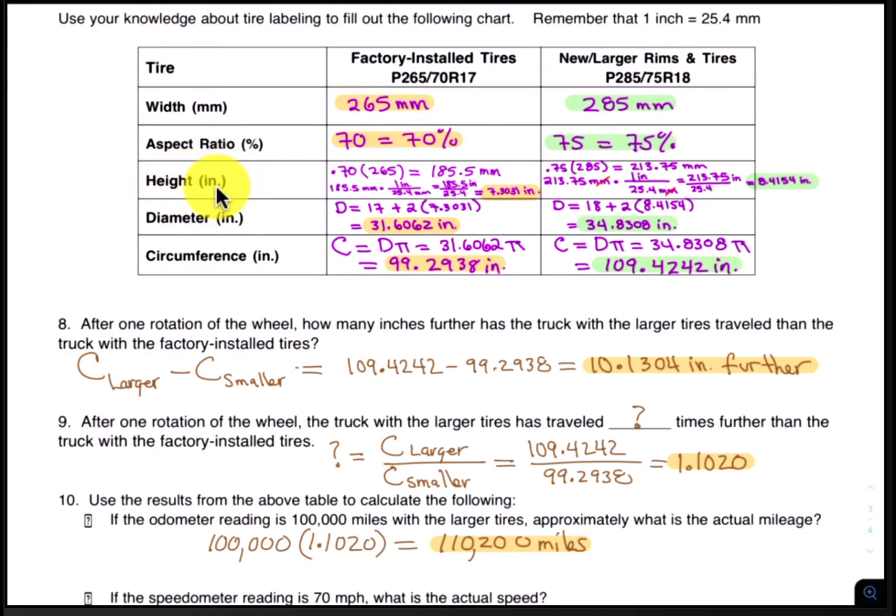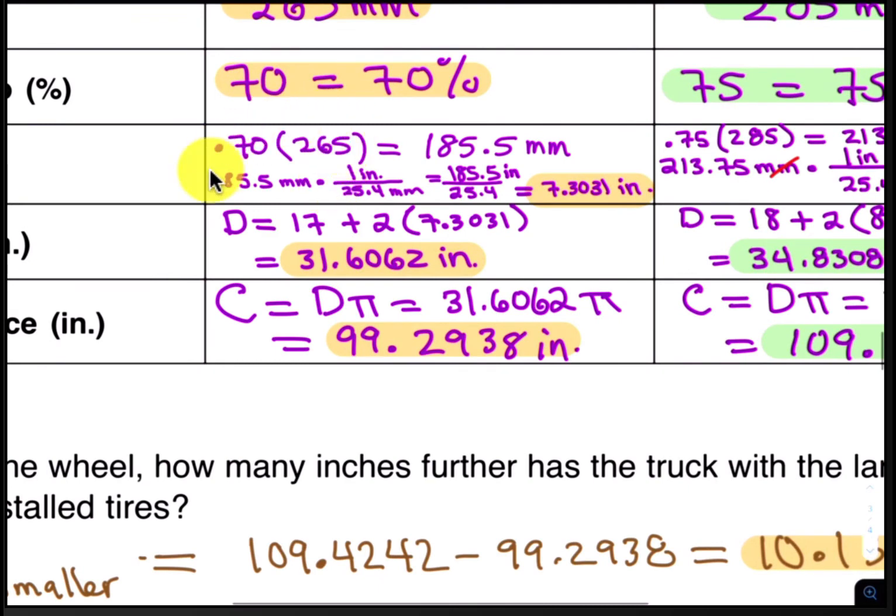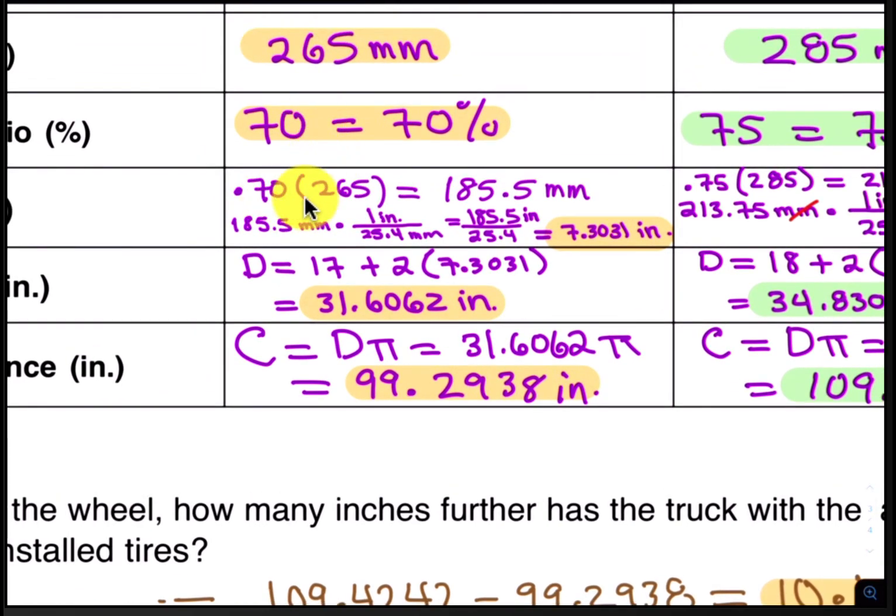We need to calculate the height. And we know, let me zoom in on this. The height is, take the aspect ratio, which is 70%. So that's 70% of the width, which is 70% of 265. So you multiply 0.70 times 265, and that gives you 185.5 millimeters. But they want the height in inches, so we'll have to convert it.